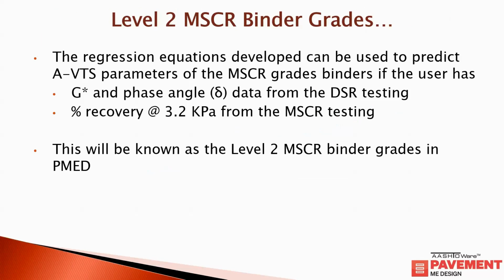Okay, so in summary, the level 2 MSCR binder grade is a regression equation that we developed to predict the A-VTS parameters of the MSCR grade binder if the user has lab measured G-star and phase angle data from the DSR testing, and the lab measured percent recovery data at the high strain level, that's 3.2 kilopascal, from the MSCR testing. So this is known as the level 2 MSCR binder grade that's currently implemented in the web app, that's version 3.0 of the AASHTOWare Pavement ME Design.